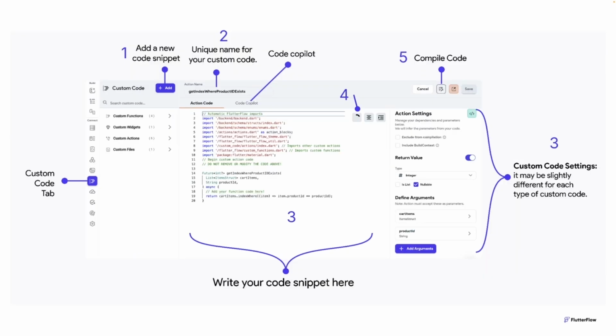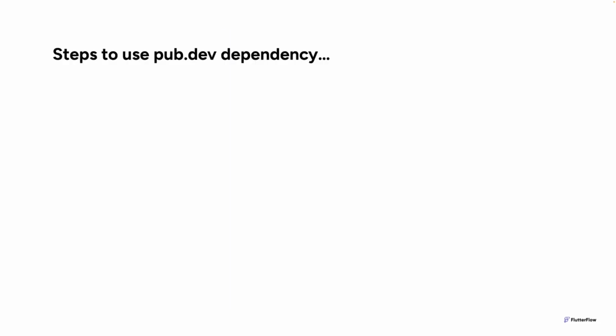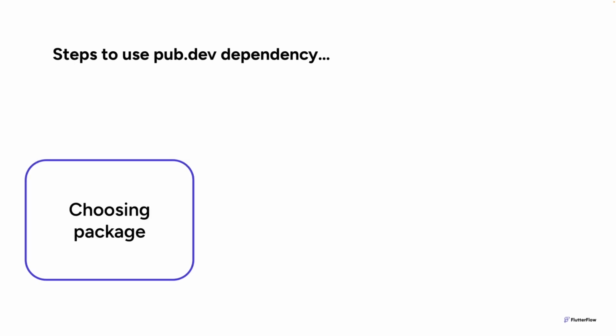All right, adding a custom action is similar to adding a function. And the only difference might be that you may have more action settings, which is not in the custom function. We're going to get to that shortly. But before that, if you plan to use a dependency from pub.dev into a custom widget or action, you must go through the following steps. First, choose your package.